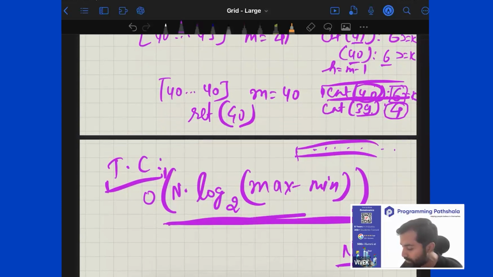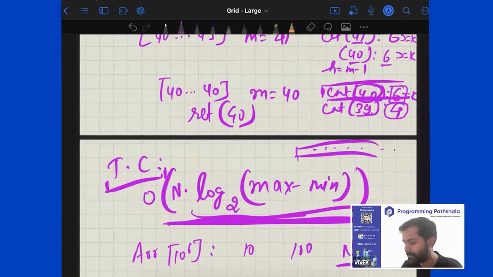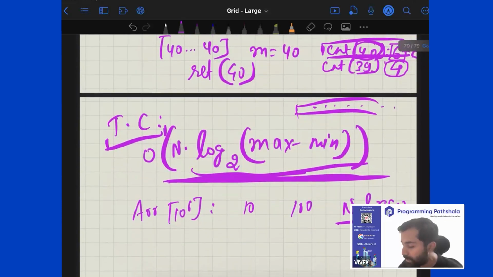Let's say you have a huge array, an array of size 10 power 6. But the elements that you have are very close to each other. So let's say the smallest element you had was 10 and the largest element you had was 100. So this thing will be very small in that case. And if max minus min is very, very much greater than n, there are also no issues, as I told you, because log of anything is a very slowly growing function.